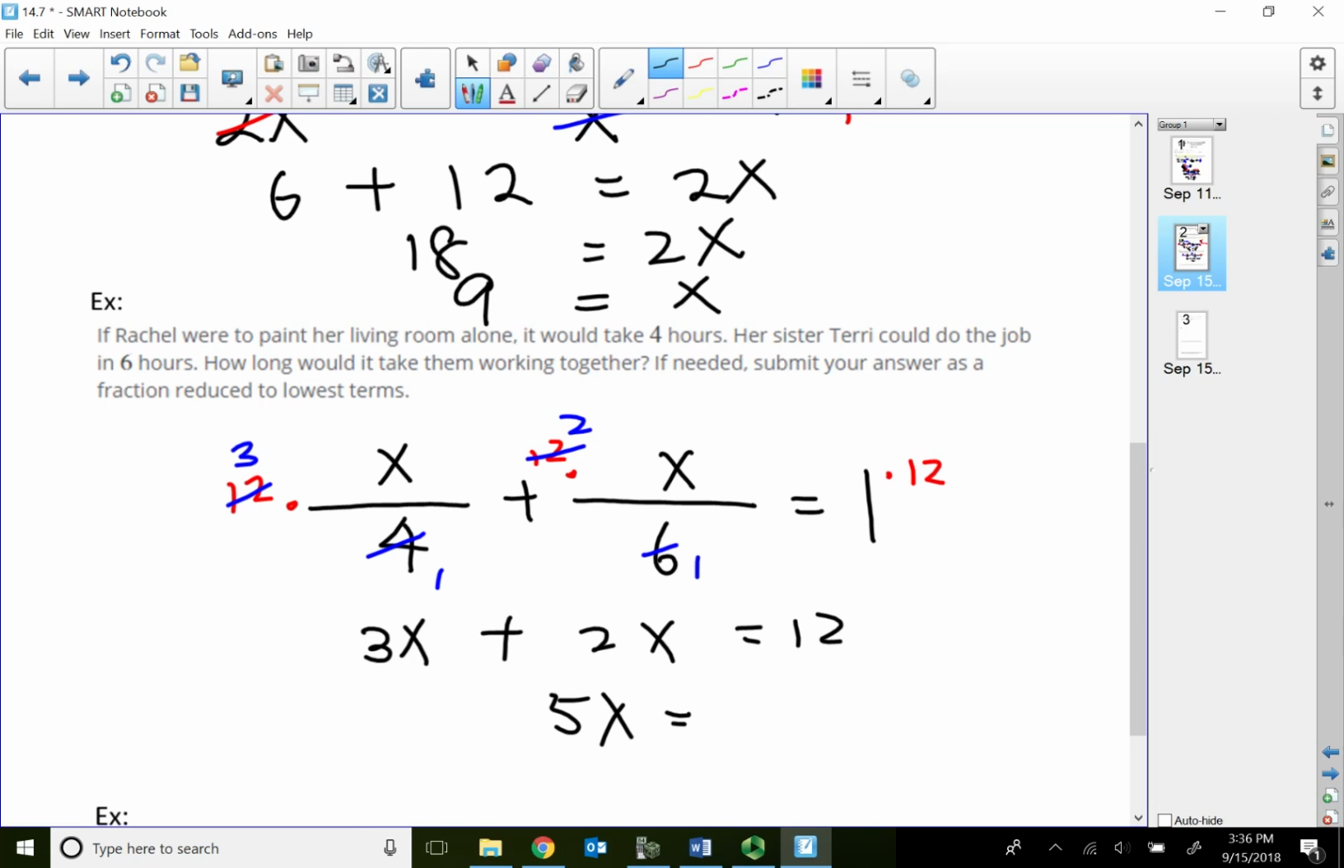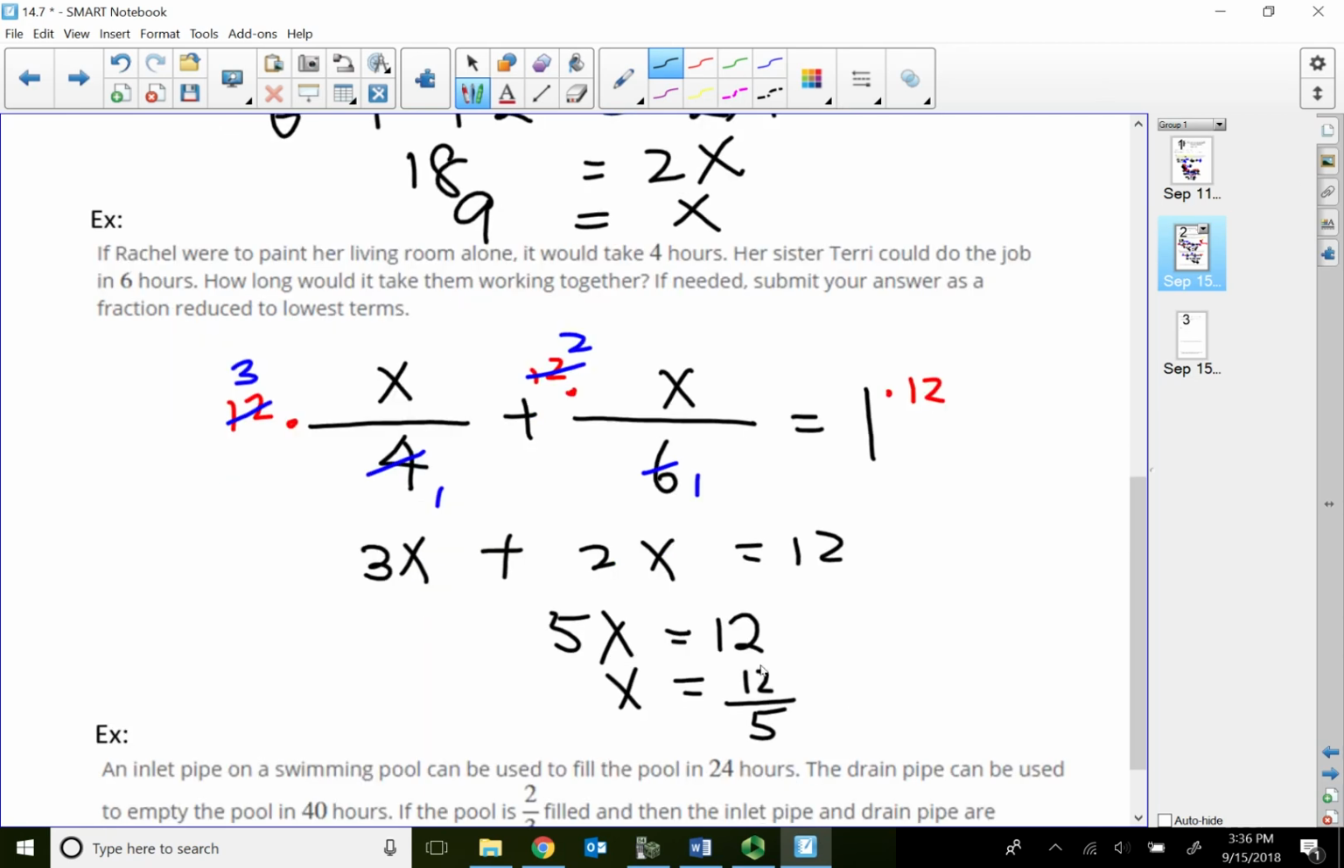equal to 12. X equal to 12 over 5. All right. So how long will it take them working together? If needed, submit your answer as a fraction, reduced to the lowest term. So it will take them 12 over 5 hours working together, which is a little bit over 2 hours.